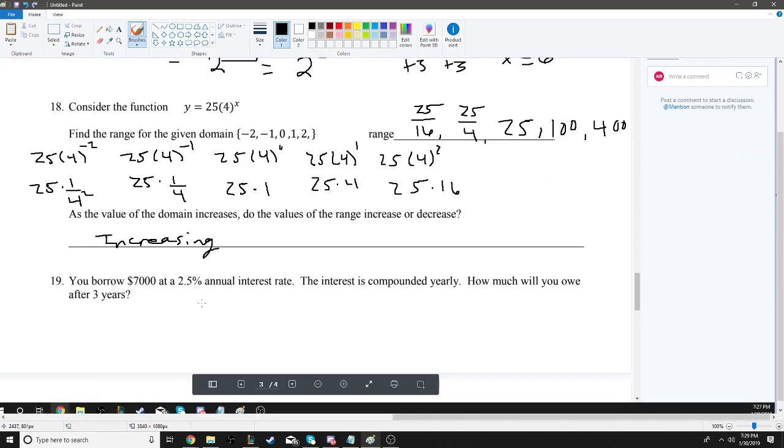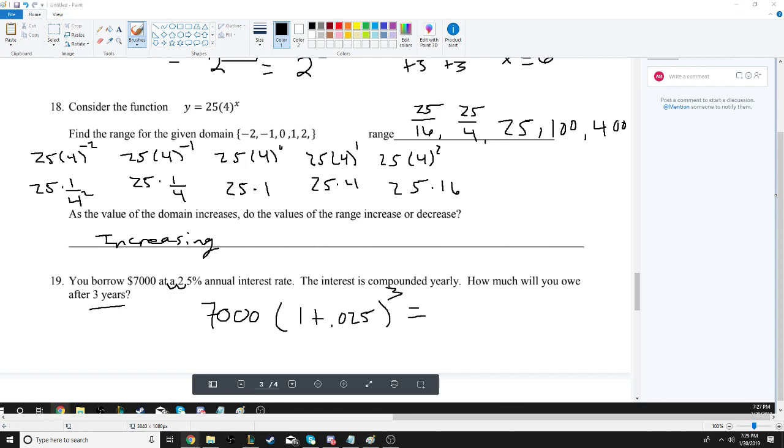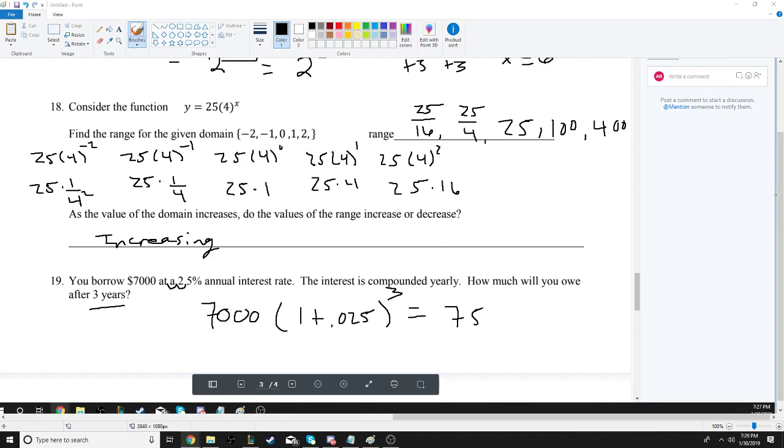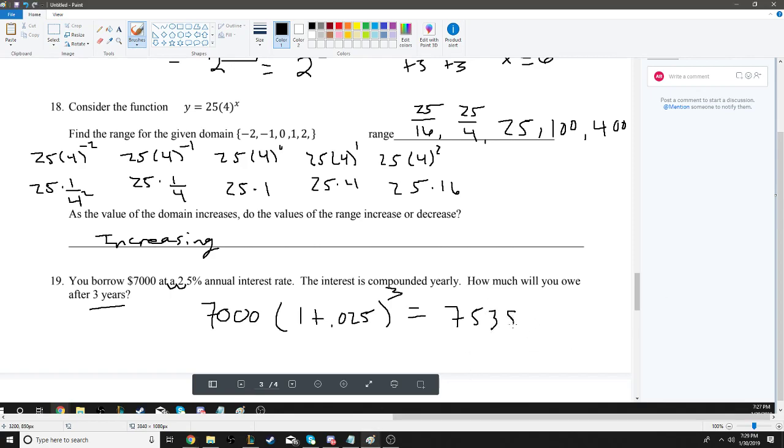Next, you borrow money, $7,000 times 1 plus 0.025. Remember to move the decimal to the left 2 places. And then raise to the power of 3. Plug that all into your calculator. 7,000 times 1 plus 0.025 raised to the 3rd power. And you end up with $7,538.23.